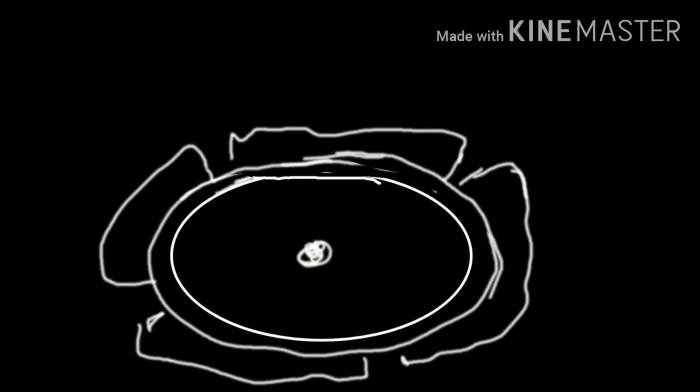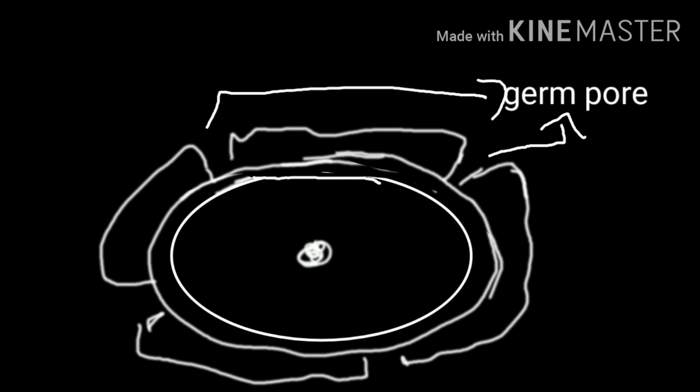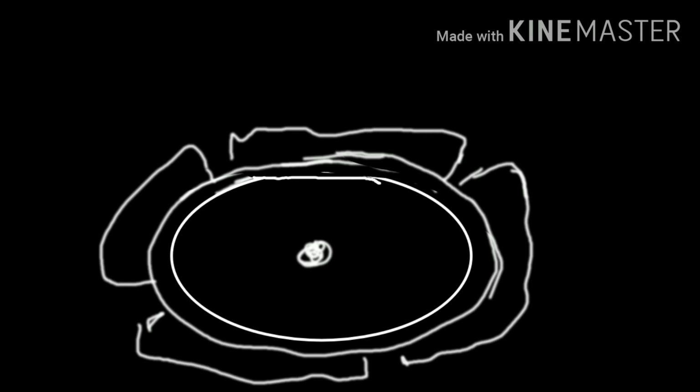As you can see on screen, the exine is not intact. It contains several cavity-like structures, or you can say pores. These pores are known as germ pores, from which the pollen tube arises.